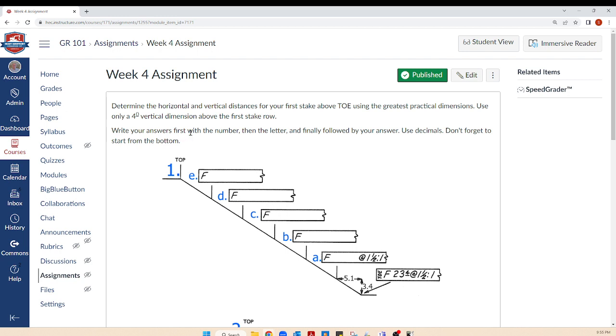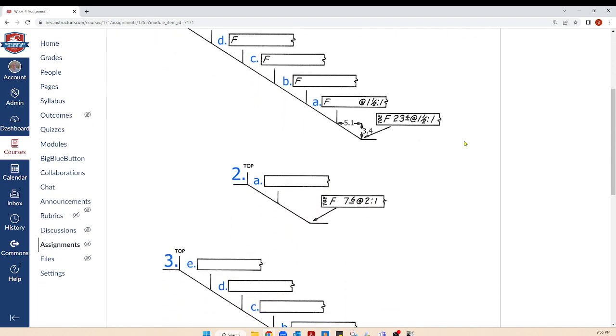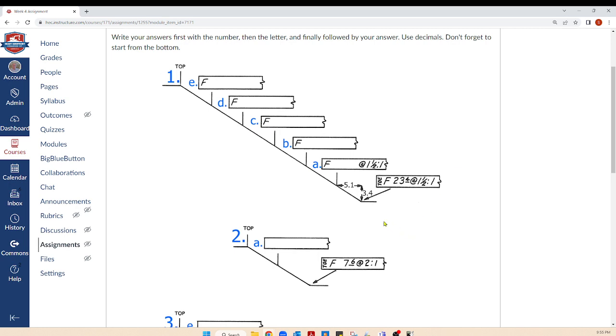4-foot vertical. Write your answers first with the number, then the letter. You'll have a text box, and finally, followed by your answer. Use decimals. Don't forget to start from the bottom. So let's look at this first one.